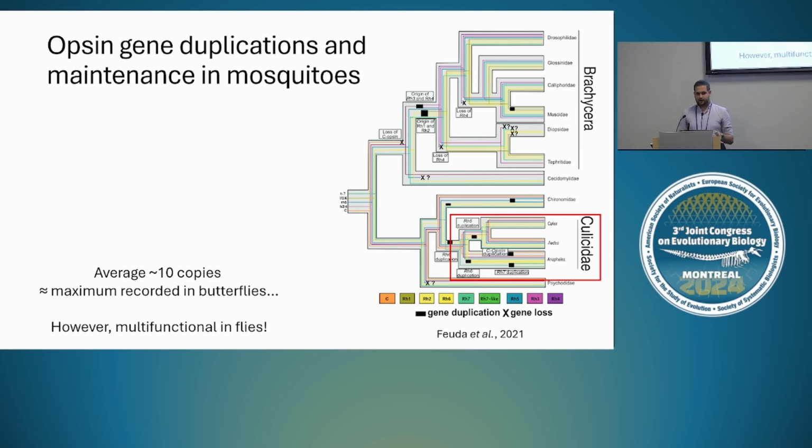And in flies, these opsin genes can bind something other than the classic retinal chromophore. And so they can have other functions: they can be heat sensitive, they can be mechanosensitive, or they can act as receptors for chemicals.